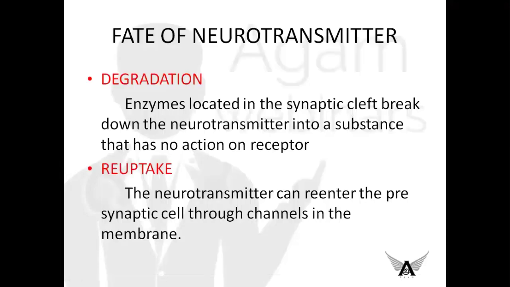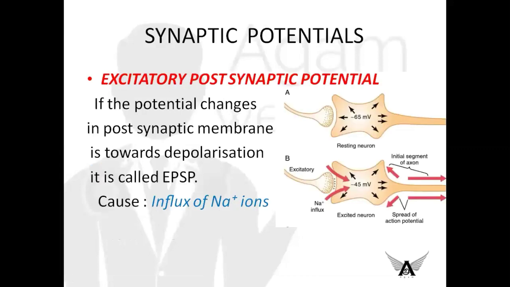What is the fate of the neurotransmitter that is present in the synaptic cleft? Either it has to undergo degradation by the enzymes present there, or it will be reuptaken by the presynaptic neuron. It has two fates, either degradation or reuptake in the presynaptic neuron. Let us look at synaptic potentials that are generated in the postsynaptic neuron. Generally, there are two synaptic potentials that are generated. One is excitatory postsynaptic potential and the other is inhibitory postsynaptic potential.